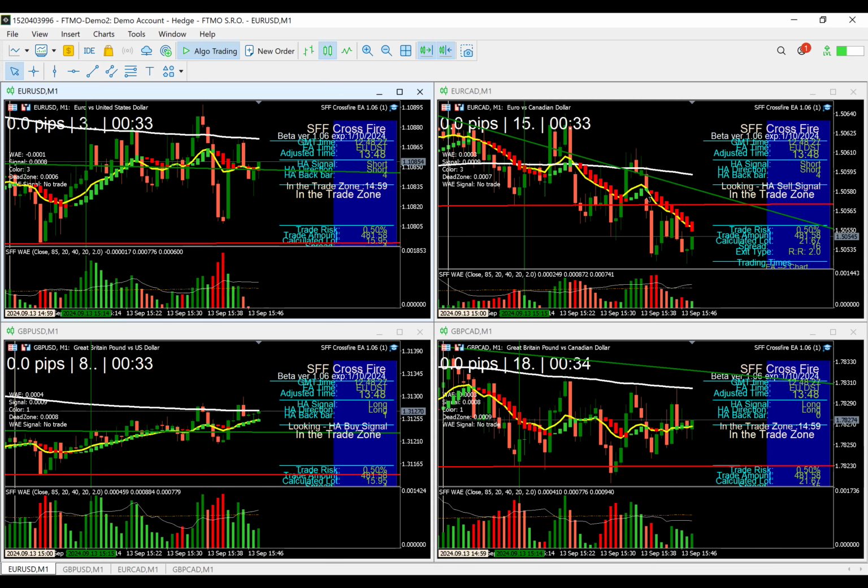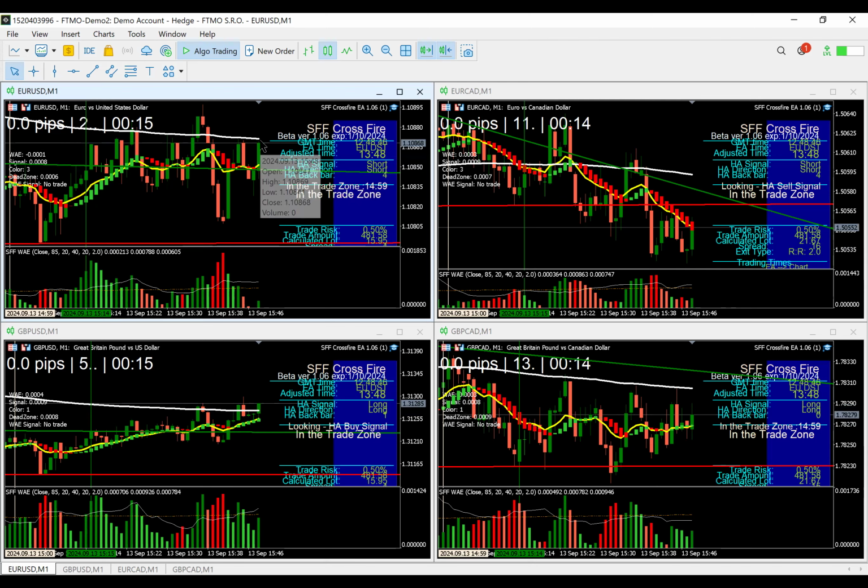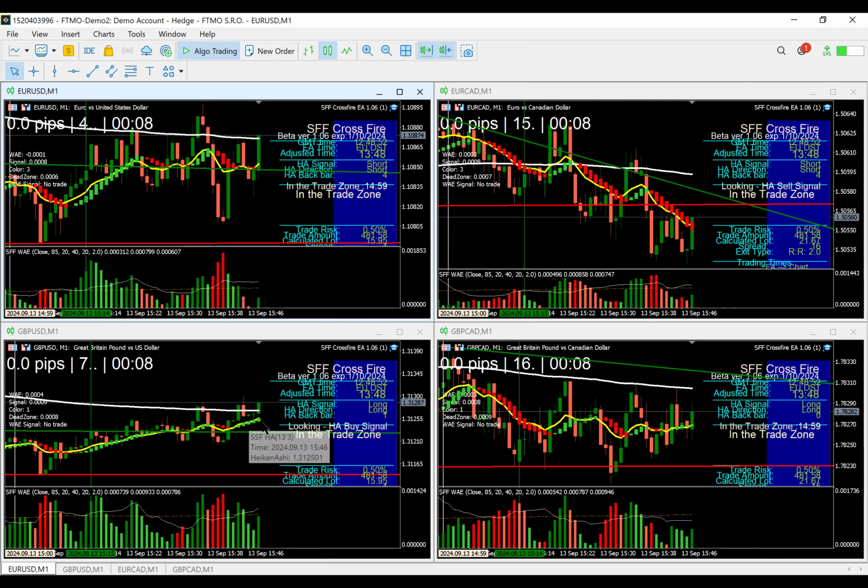We've got a change of wave direction. We've gone from green to red, but we won't get in because the yellow moving average is pointing away from the 200. So that one's heading back towards the 200, although it could just be in consolidation. That's looking the favorite.